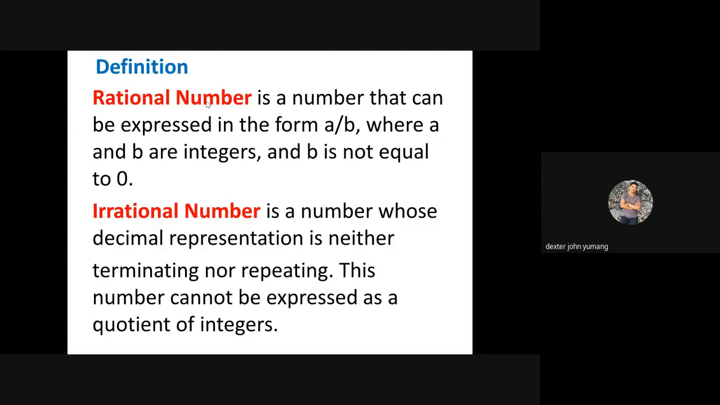So, ganun po, yung may mga decimal na walang katapusan, neither terminating nor repeating. So, ibig sabihin hindi siya paulit-ulit pero walang katapusan. Ang example po ng repeating is 1.777777. Hindi po yan irrational. Pero pag sinabi mong 1.7123456789 and so on and so forth, yun po yung irrational.